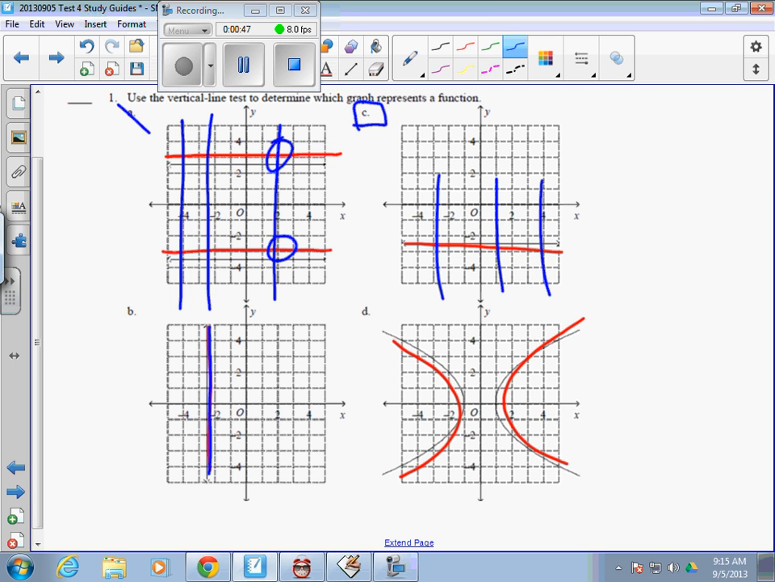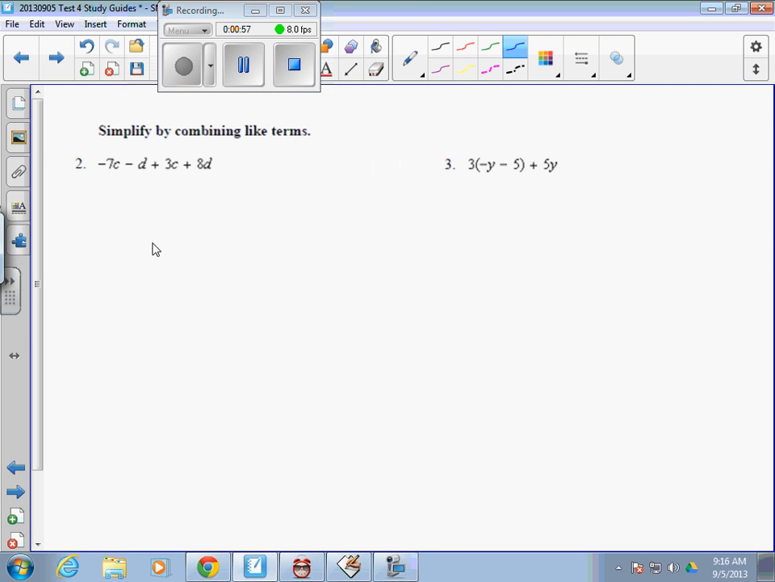This one is a vertical line, so it crosses through them all an infinite amount of times, and then for each of these, they'll cross through more than once. So the one that doesn't cross through more than once is C.